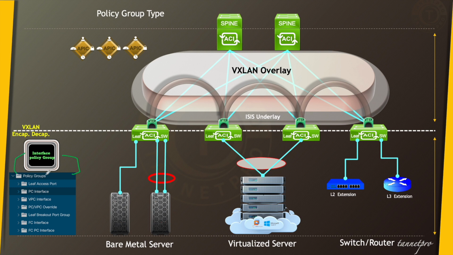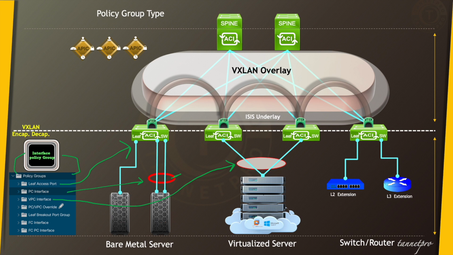So the first option is the leaf access port. Access port is nothing but a port where we are connecting one device, and we want to make this port an access port. Port channel, yes, you will get the port channel interface policy group, where you have to create an interface PC and configure the port channel. And you will get an interface policy group where you have to configure the VPC, right?